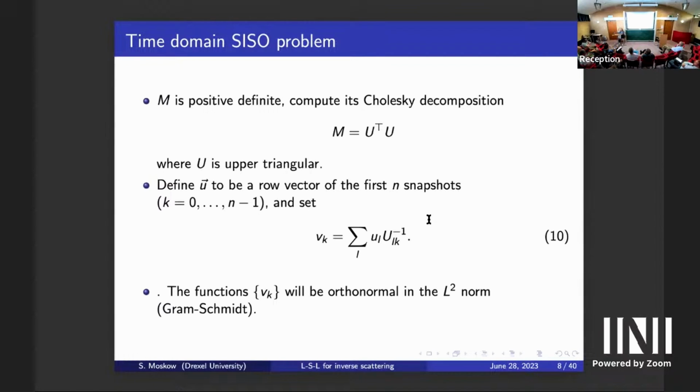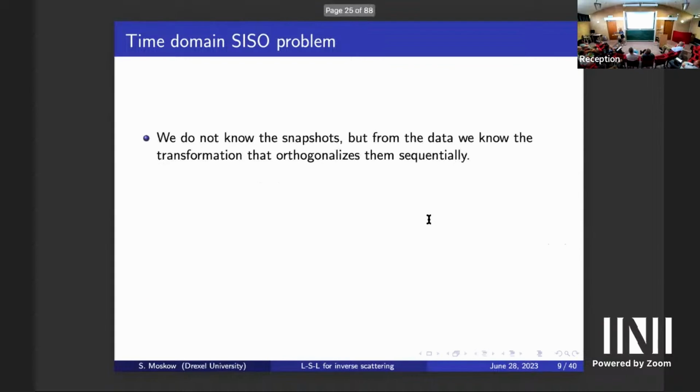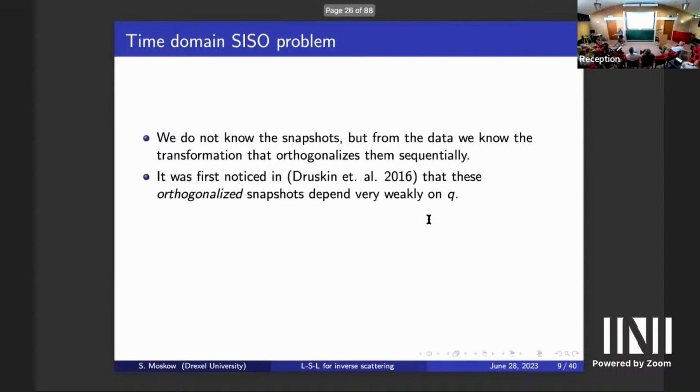I start with the first snapshot at the first time. The next snapshot is a linear combination that is orthogonal to the first. And then for the third snapshot, I find a linear combination that's orthogonal to the other two. Anyway, it's just the Gram-Schmidt algorithm, and that's what U is used for. So we don't know the snapshots, but from the data we know the transformation that orthogonalizes them sequentially. Obviously you can't know the entire internal snapshots, but you know how to orthogonalize. So if you had them, you could orthogonalize them.